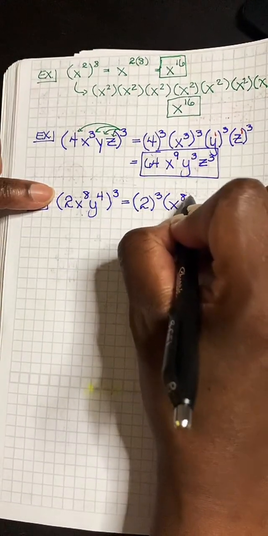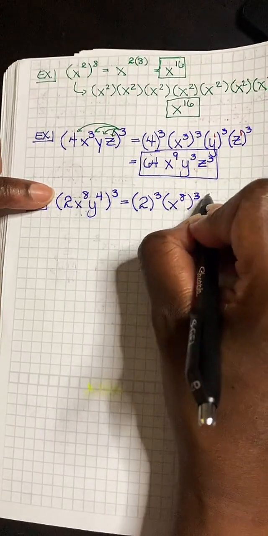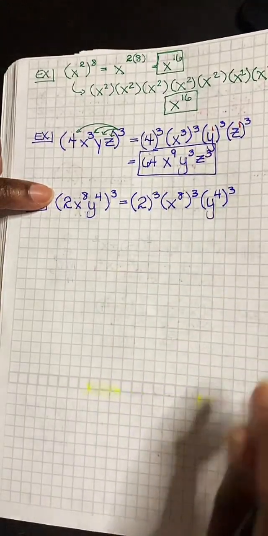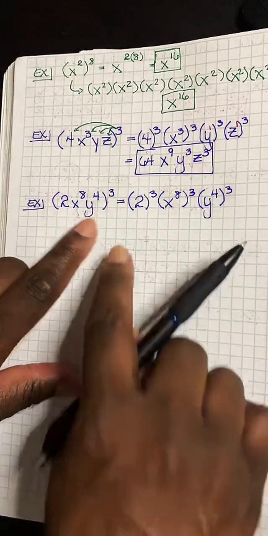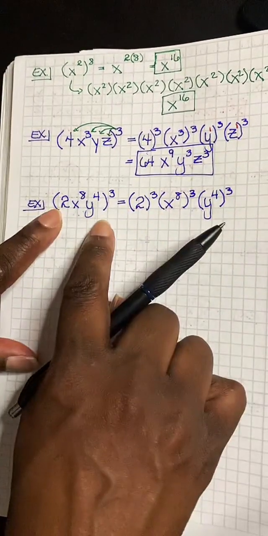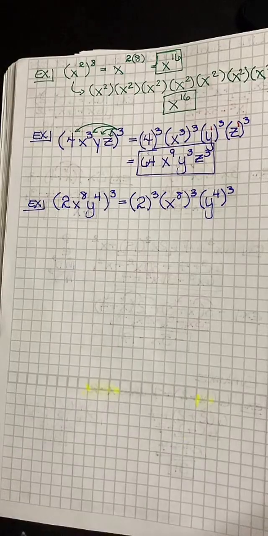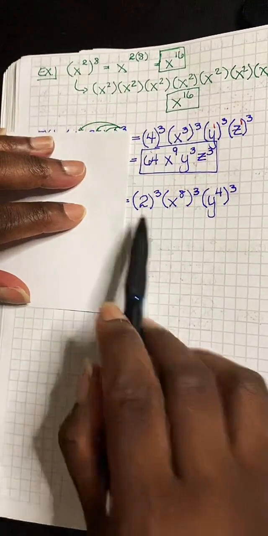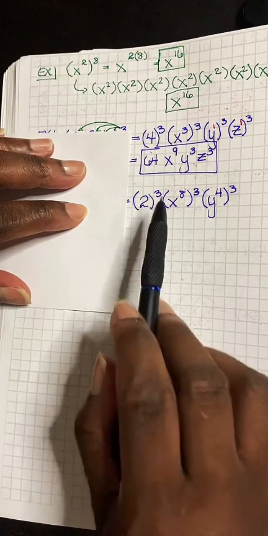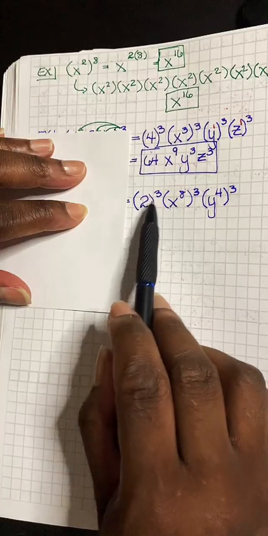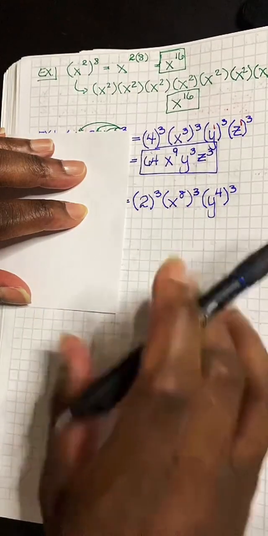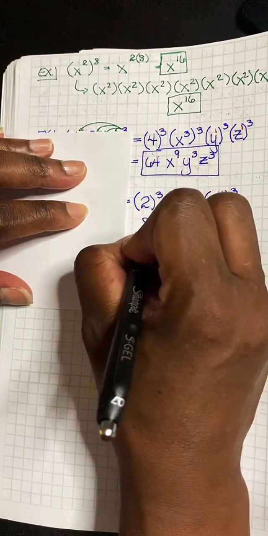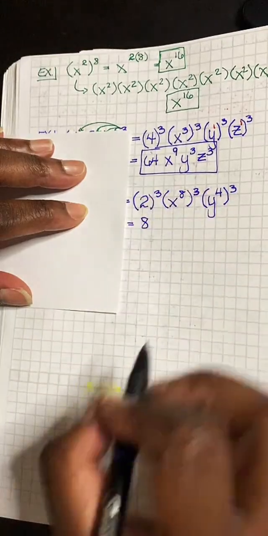The x to the 8th is also being raised to the third power. And the y to the 4th, that's being raised to the third power. Okay, so when you break it down into small chunks, it's not as intimidating. So now we need to take a look at my 2 cubed. So this is saying not 2 times 3, but this is saying 2 times 2 times 2. 2 times 2 gives me 4, and 4 times 2 gives me 8.